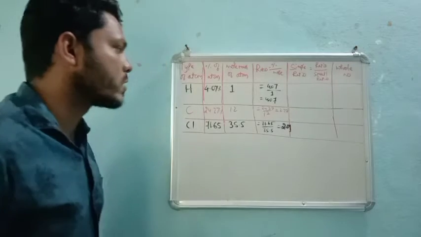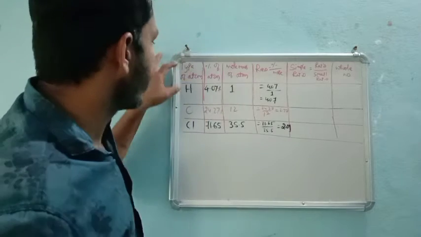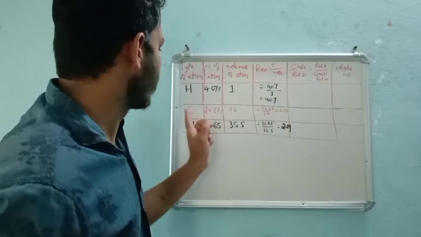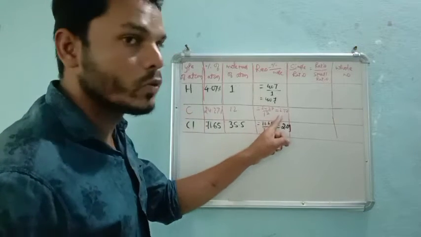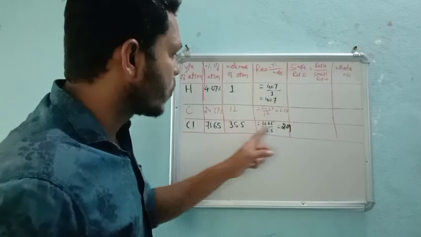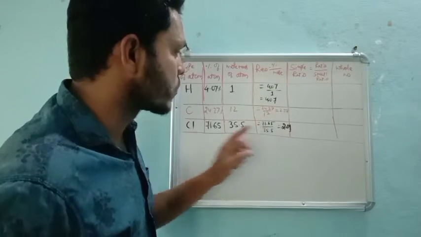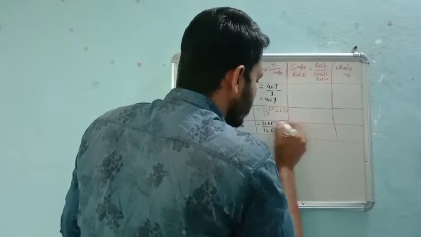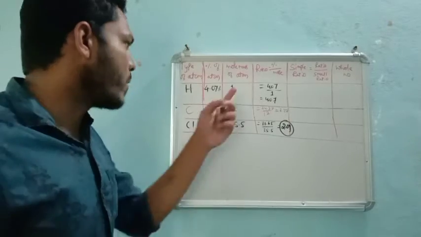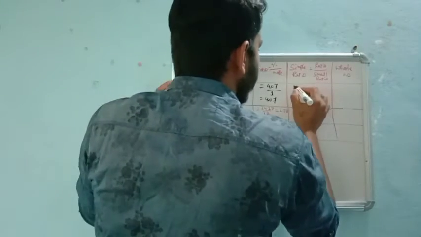So now go for the simple ratio. What will be the simple ratio here? The hydrogen ratio is 4.07, the carbon ratio is 2.27, which is lesser than hydrogen, and chlorine is 2.01, which is lesser than 2.27. So here the small ratio is 2.01. After knowing the small ratio, we can calculate the later part. The simple ratio is nothing but what?